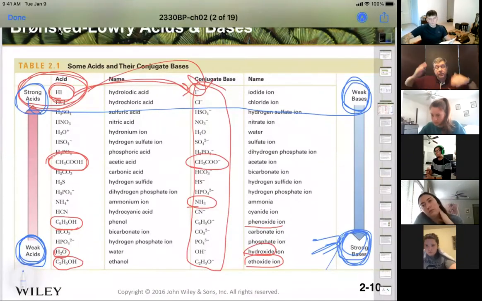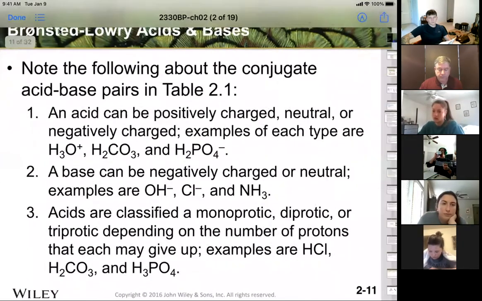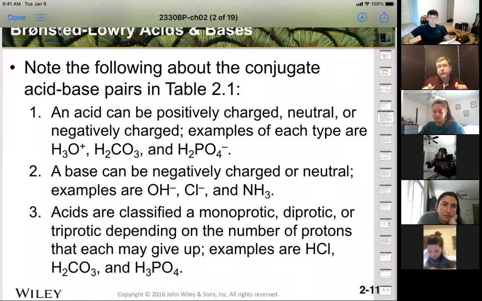This juxtaposed continuum is very important in the idea of which way an equilibrium will lie in an acid-base reaction. Strong acids become weak bases, weak acids become strong bases. Okay, let's do one other thing.